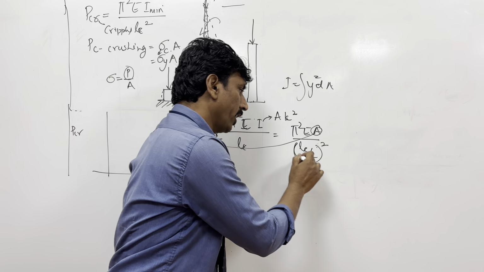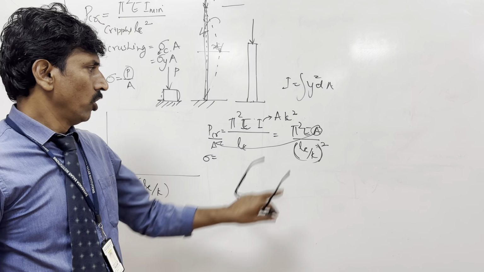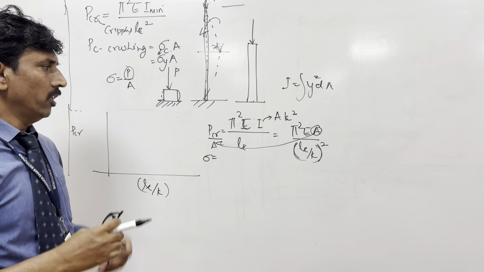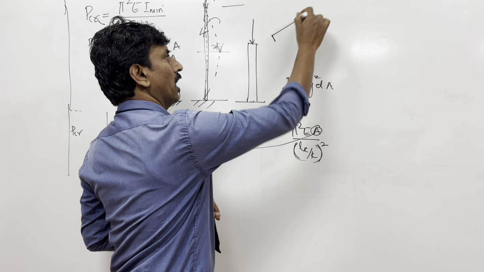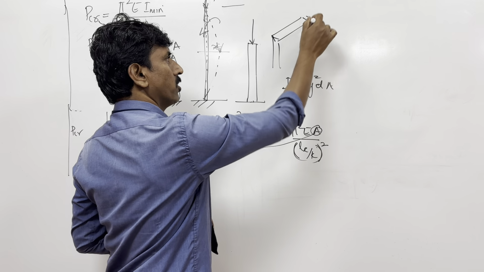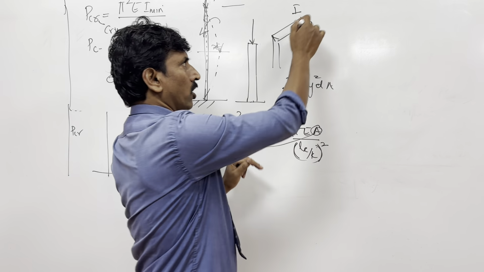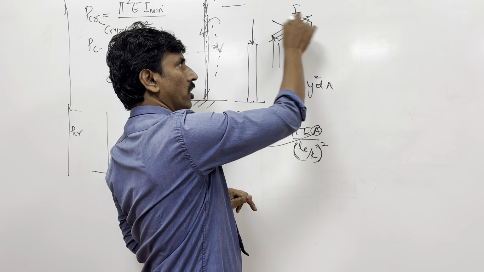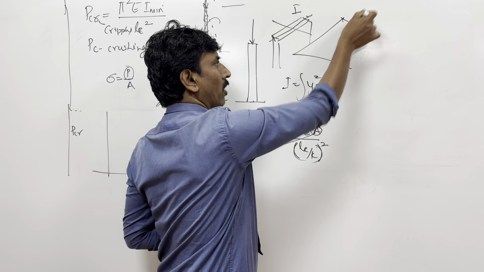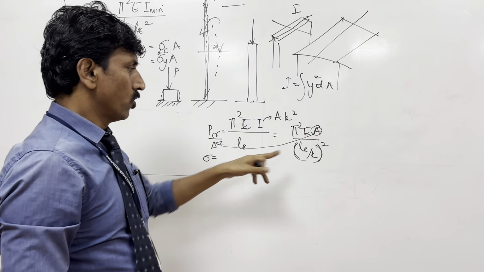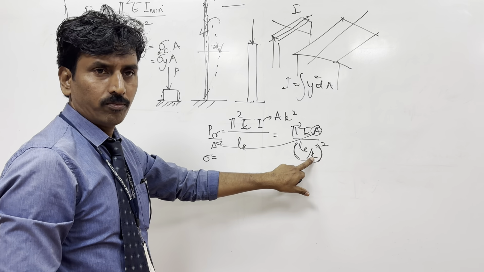So if this Le by k, which is called the slenderness ratio, you know that this I means the larger the section of the beam, the larger the I. I is larger in this way than this way, and you can have larger and larger sections which will have larger I. So if this k is larger, then this Le by k will be smaller.